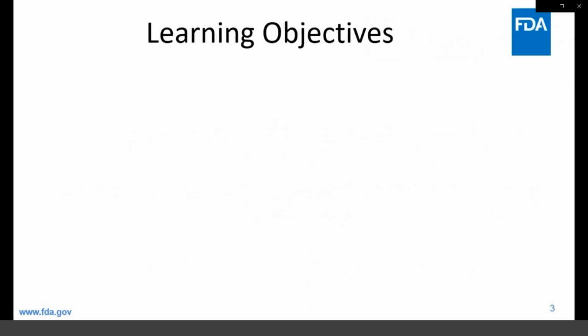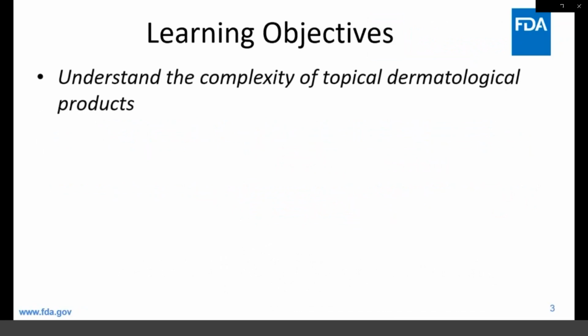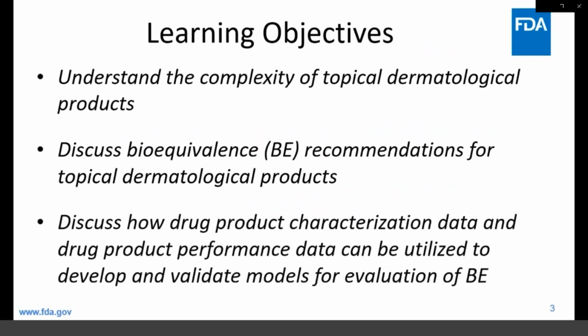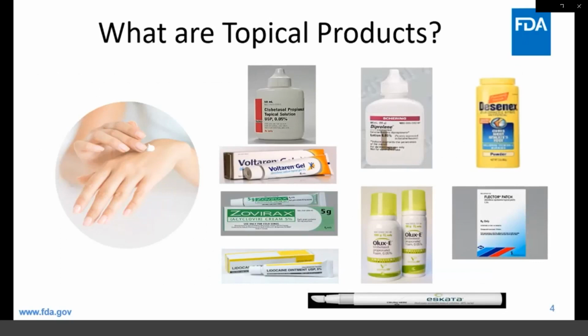And the learning objectives for us today are to understand the complexity of topical dermatological drug products, discuss some of the bioequivalence approaches that are typically utilized for establishing BE of such drug products, and most importantly, discuss how drug product characterization data as well as performance data that is perhaps already generated within the scope of these bioequivalence approaches can be leveraged and utilized to develop as well as validate PBPK models that can then be utilized for evaluation of bioequivalence. So let's begin by talking about what are topical dermatological products.